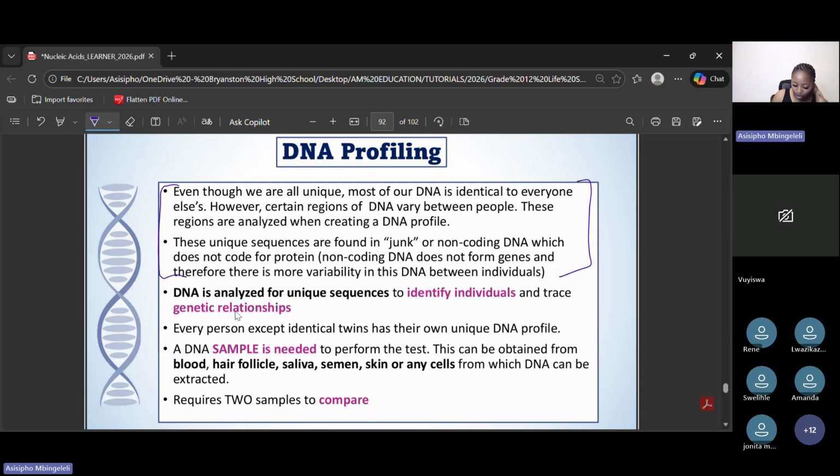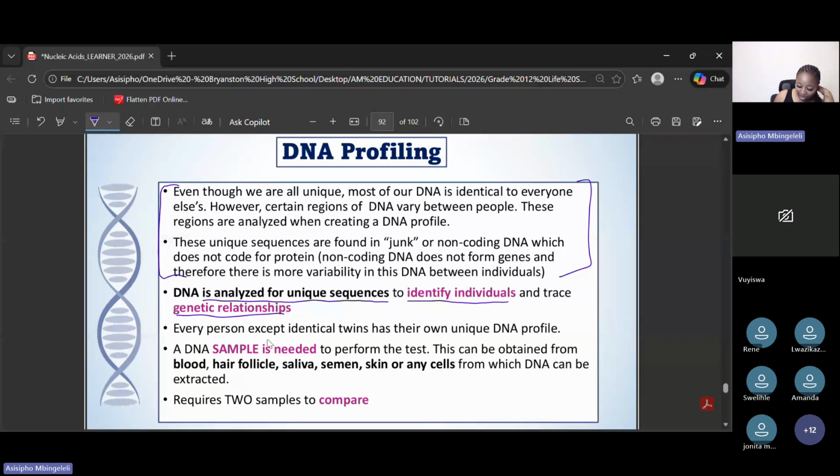So what they're going to do, they're going to analyze the DNA for the unique sequences, but we're not going to see A, C, G, T here. They will just use those bars, which should be unique to you. And that sequence should be able to identify individuals and genetic relationships. I think I've mentioned that: siblings, parents, paternity, and all of that.